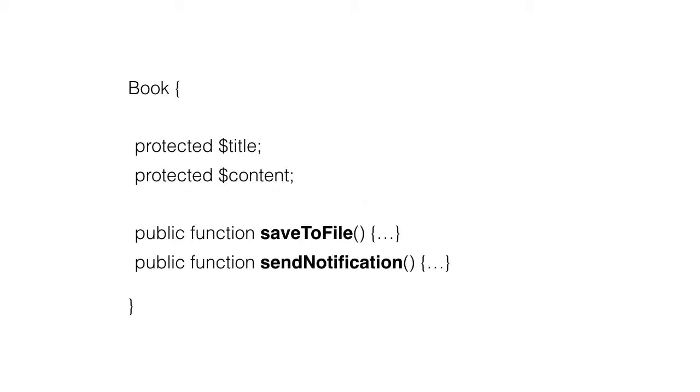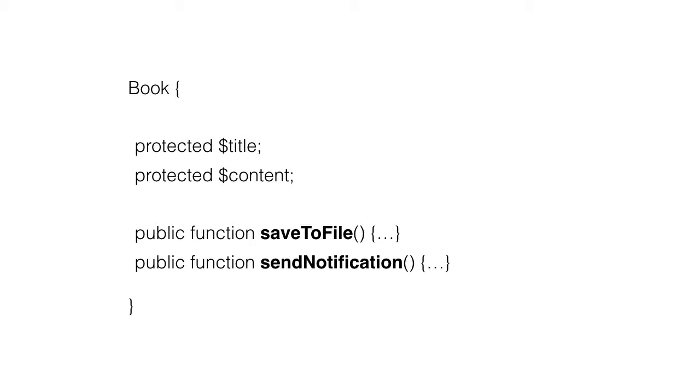Imagine we have a book class, which apart from having its default properties, also contains methods that implement actions such as saving book content to a file and sending notification about the book by email. The question to ask here is: is it book's responsibility to deal with the file system and save content of itself to a file, or send notification about itself by email?